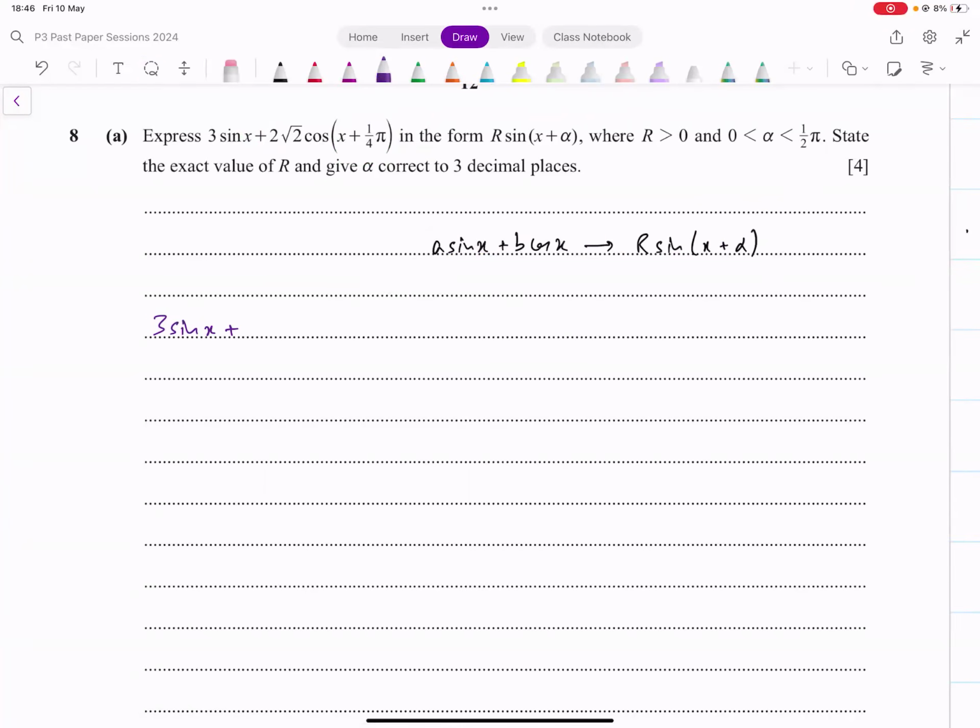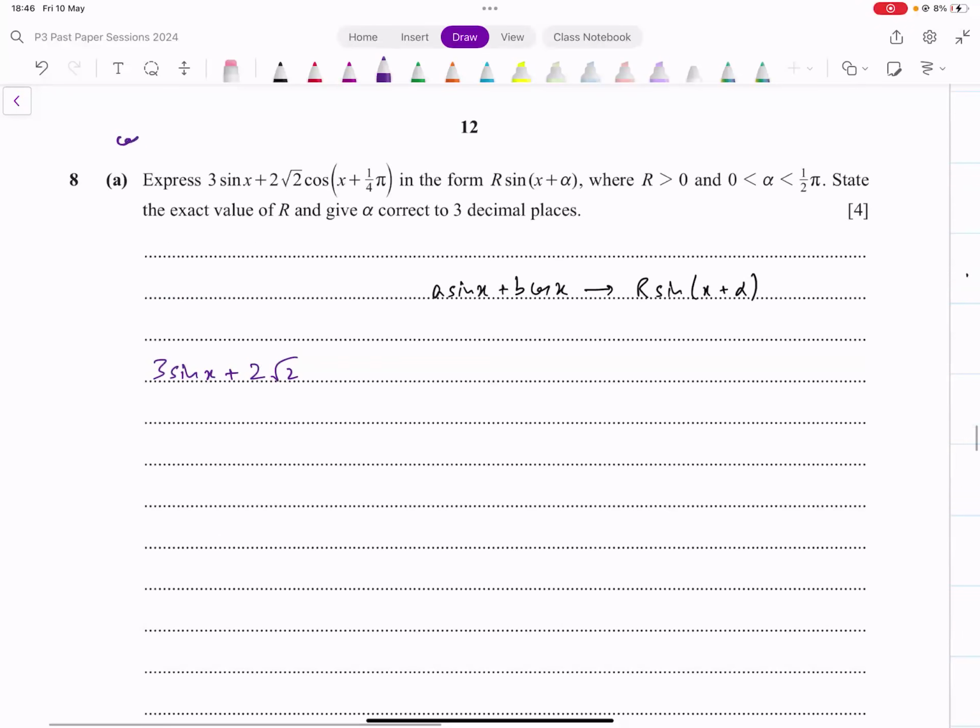3 sine x plus 2 under root 2. What is cos of x plus π/4? If you look at the formula sheet, you would find the compound angle identity for cos written like this. It's cos of a into cos of b minus sine of a into sine of b. Let's apply that here. 2 under root 2 into cos of x into cos of π/4 minus sine of x into sine of π/4.